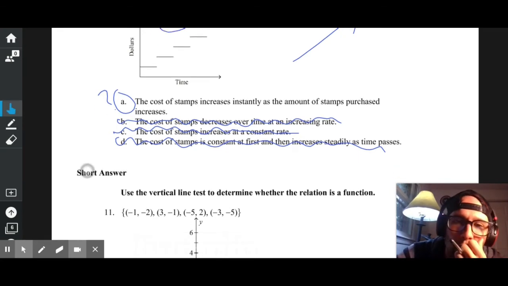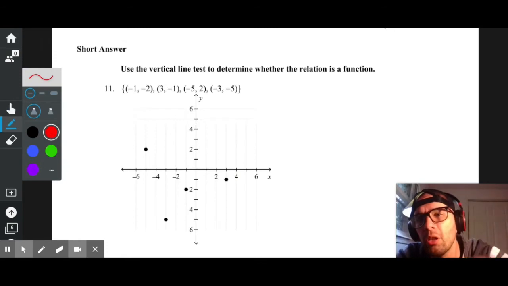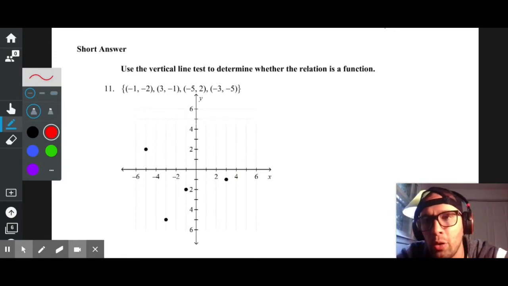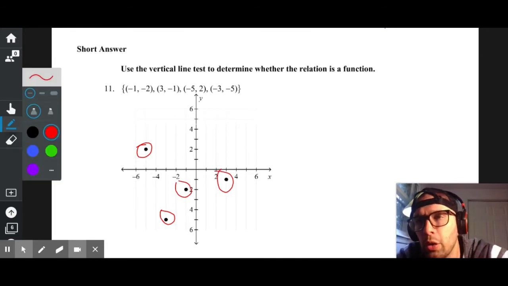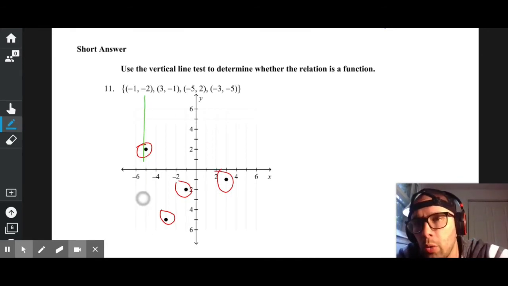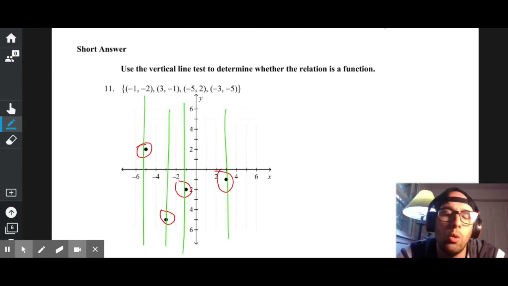All right, use the vertical line test to determine whether the relation is a function. Well, the relation is a function if it passes the vertical line test. I have 1, 2, 3, 4 points to worry about. So it hits it only once, hits it only once, hits it only once, hits it only once. Is this a function? Yes.